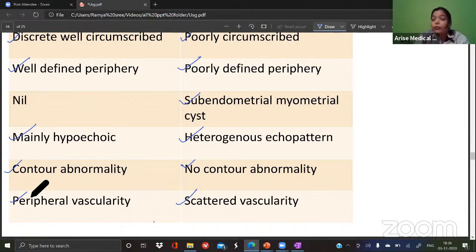Yes, Shahid, you're correct. Most adenomyosis goes up to 12 to 14 weeks, but fibroid can grow to any size. I'll ask you a few more questions here. What is the investigation of choice for adenomyosis?